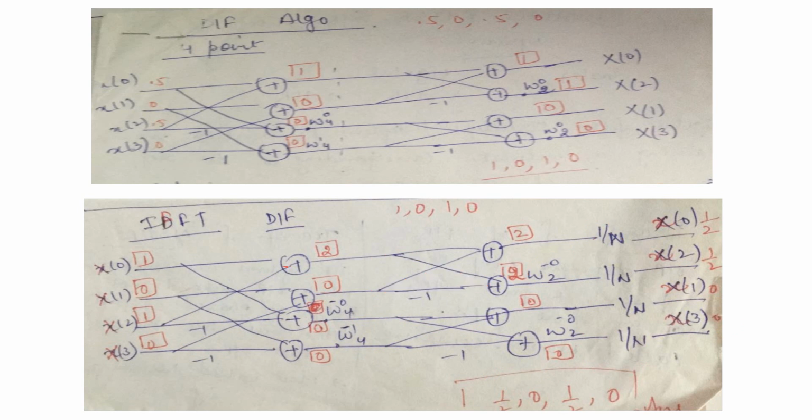Okay, so this is your answer: 0.5, 0, 0.5, 0. Yeah, this is your answer of 4-point inverse DFT using decimation in frequency algorithm. Okay, thank you.